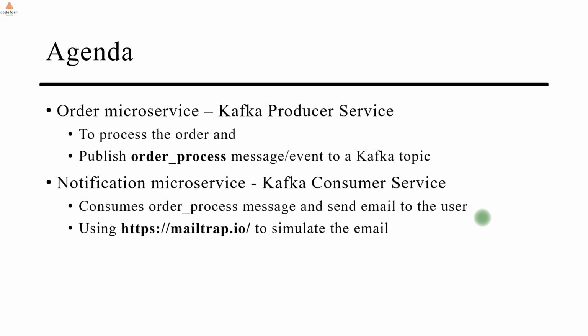The second one is going to be the notification microservice. The order microservice is going to send the message on the order process topic, a certain Kafka topic. The notification microservice is going to listen to that Kafka topic and process whatever message is sent in the order process. To send the notification, we are going to use mailtrap.io to simulate the email. So now, with that, let's get started.